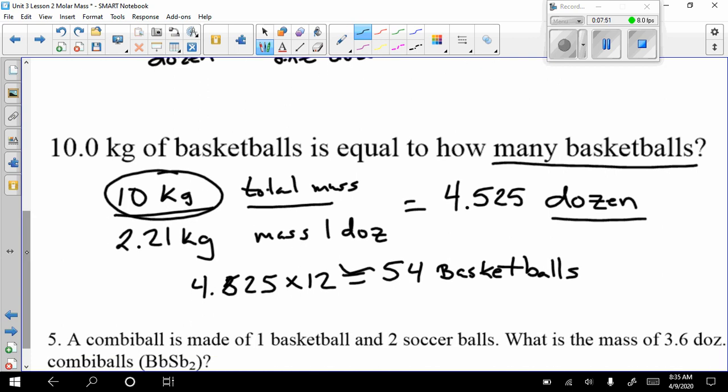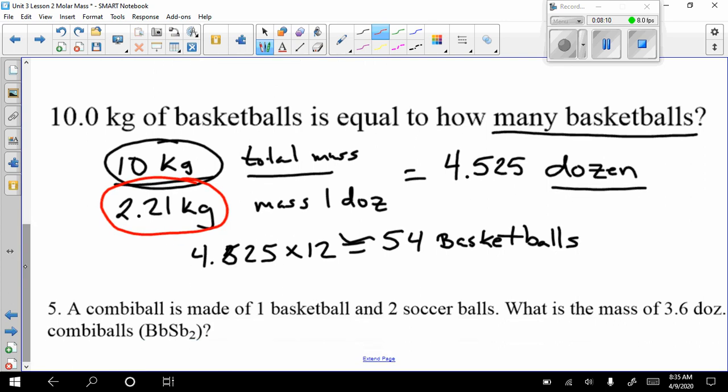Okay, so I've used a mass to go back to a count. And I did that by knowing this really important number here, and I'm just going to circle it. This number was the mass of a dozen basketballs. Okay, so I can use that to help me out.